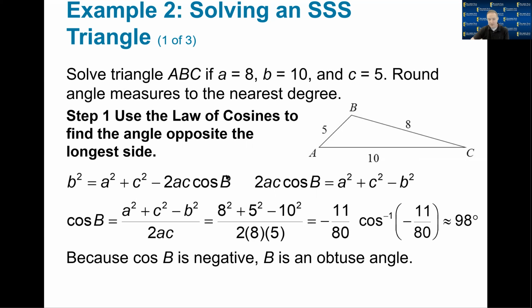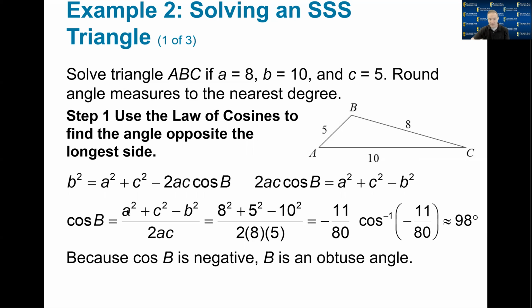Now, I can move this minus 2AC cosine B to the left, and it would become positive. I can move the b squared to the right and it becomes negative. So I get this equation. Now I can isolate the cosine of b by dividing by 2ac on both sides. So I get the cosine of b is a squared plus c squared minus b squared, all divided by 2ac. At this point, I should be able to plug in everything I need and solve for angle b.